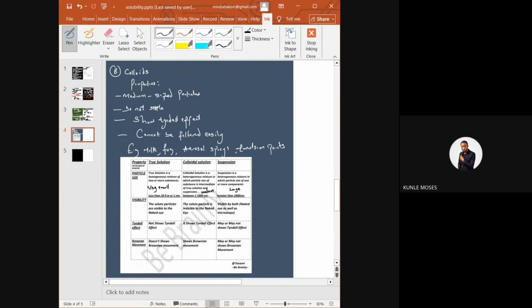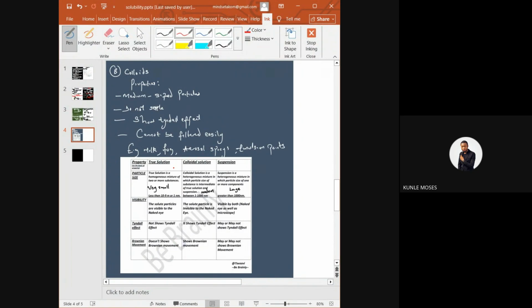Do you get it? So the visibility, they said the solute particles are visible to the naked eye. So the solute particles in a solution are invisible to the naked eye. That one, there's nothing you can do, there's no way you can shorten that. The next one is the Tyndall effect. They said does not show, it shows, may or may not show. There's nothing you can do about it. The Brownian movement: doesn't show Brownian movement, it shows, may or may not show. Some special ones may or may not show Tyndall effect, and may or may not show Brownian movement also.